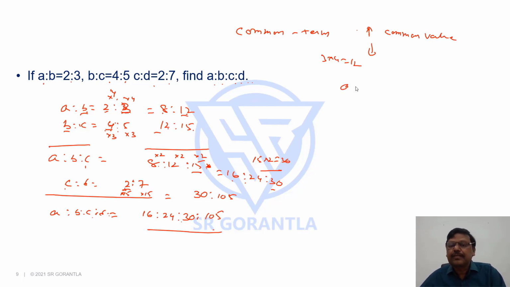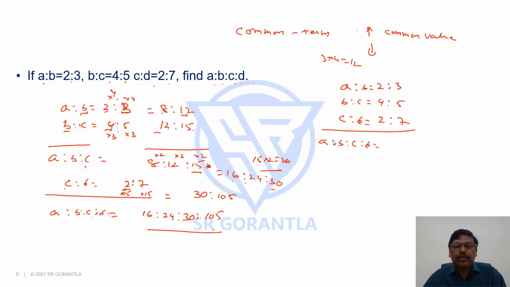We'll discuss this. When I have A is to B is equal to 2 is to 3, B is to C is equal to 4 is to 5, C is to D is equal to 2 is to 7, and I want A is to B is to C is to D, the shortcut limitation is we can apply the shortcut only if I have a situation like this. It ends with B, starts with B, ends with C, starts with C. If it is like this, you can write the shortcut.